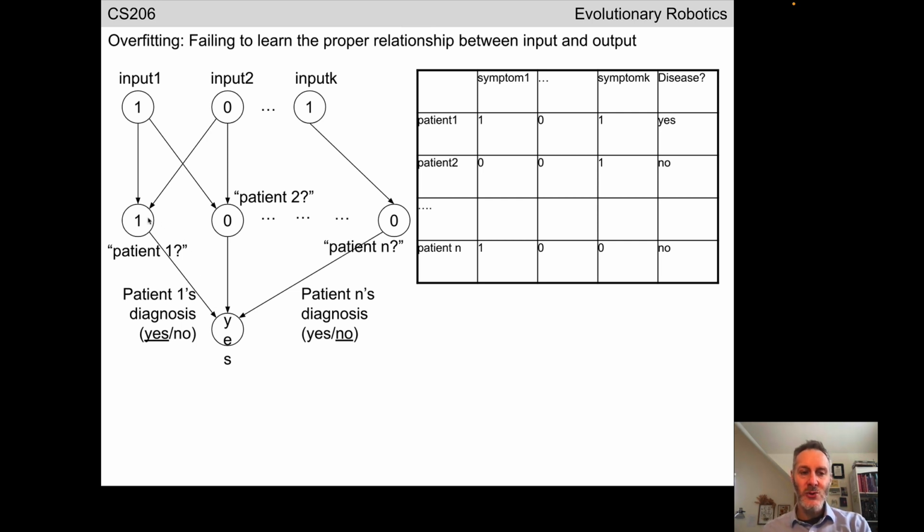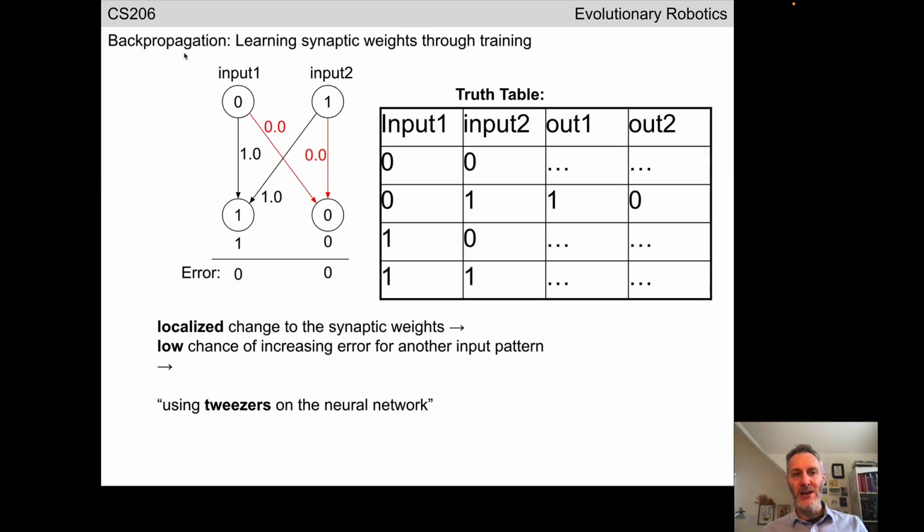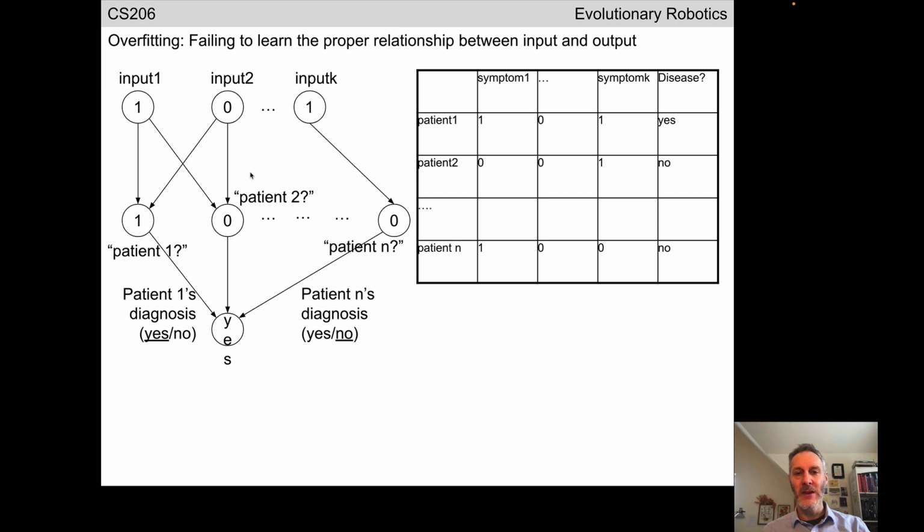Turns out that if we choose too many hidden neurons and apply the backpropagation of error algorithm, the neural network can actually learn to cheat, and it cheats in the following way. Let's imagine that we have our n patients, and we created at least n hidden neurons.